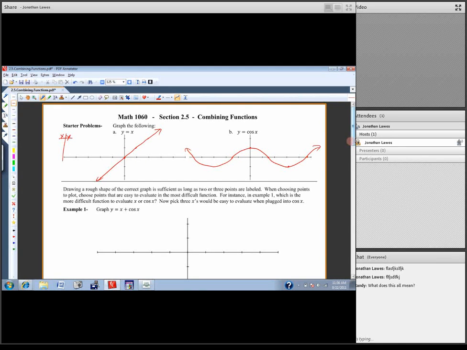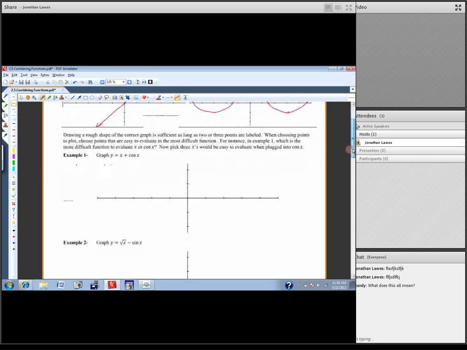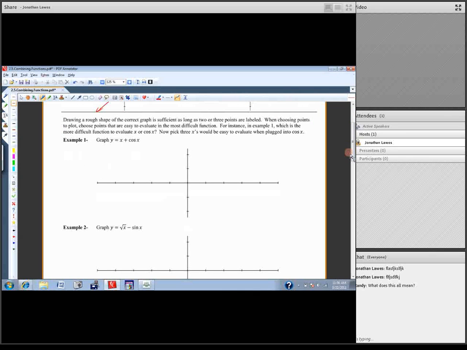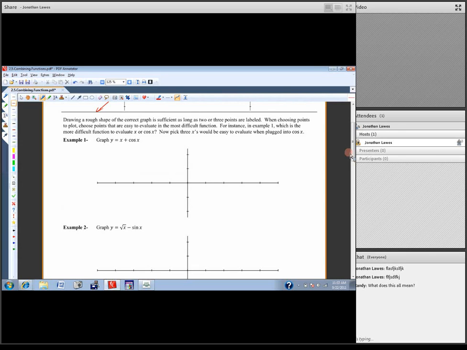Okay, now let's take a look at this particular section. In this one, we're supposed to draw a combination of a couple different functions. So we've got y equals x plus cosine x. Now, in this section, it's going to be enough if you draw a good rough sketch with a couple of points labeled. Okay, it doesn't have to be perfect. All it has to have is just the right idea.